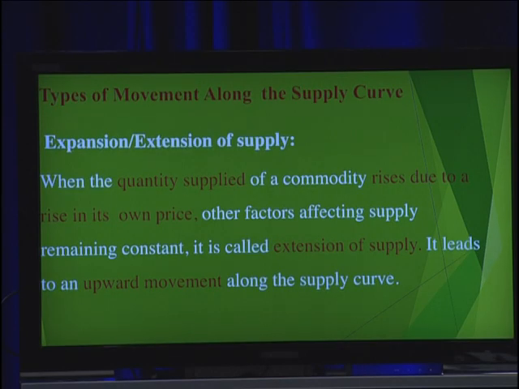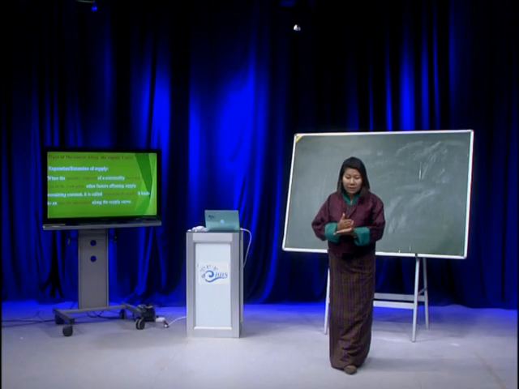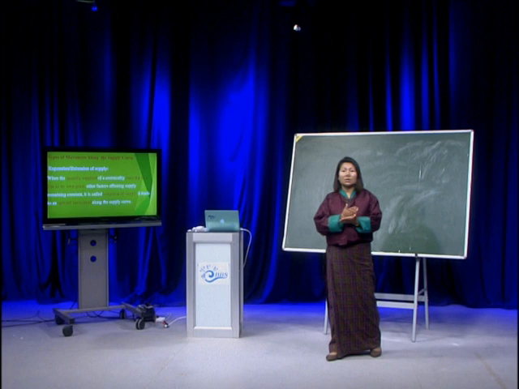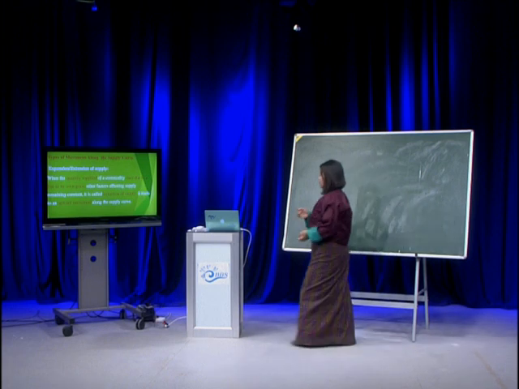It leads to an upward movement along the supply curve. All right, we have a graph for this, so please don't worry. We will show it graphically as well. When supply increases because of the sole factor price, you have to remember this is called extension in supply or expansion of supply.